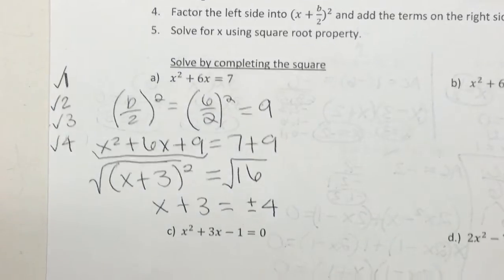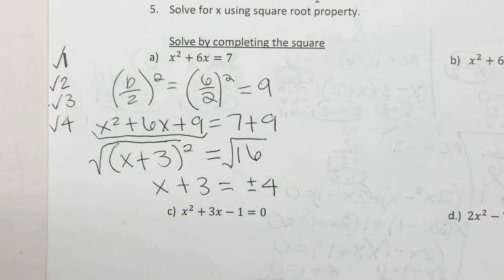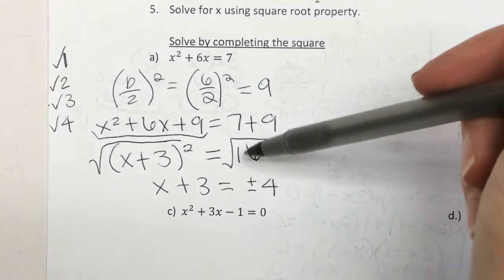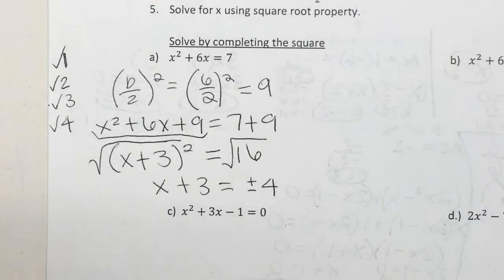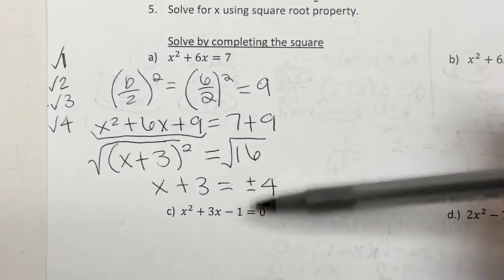What if it's not a perfect square? We'll get to that. Good question. Then you would just simplify the radical as much as you can. And we'll have one like that in a second. And now all you have to do is solve for x. But this is going to be 2 different answers, right?